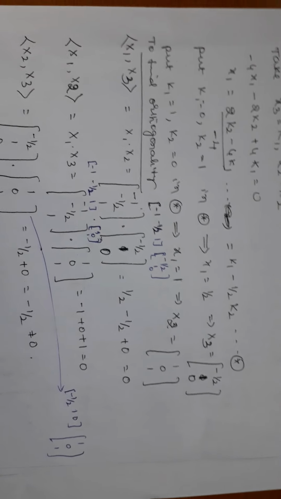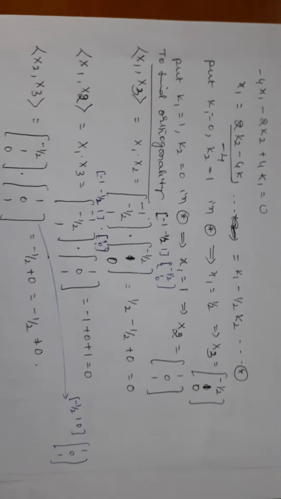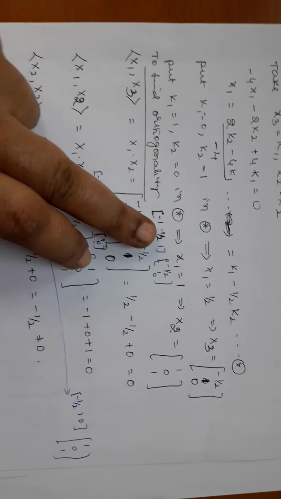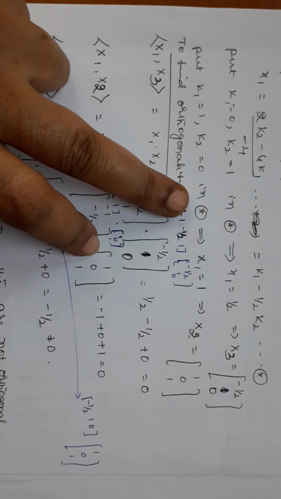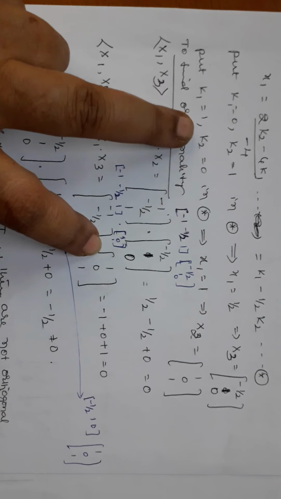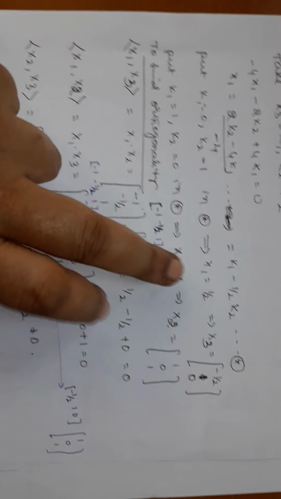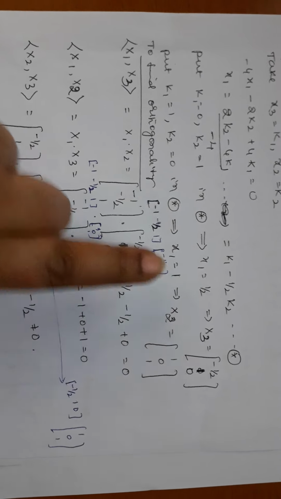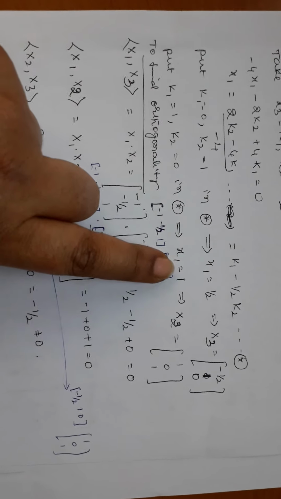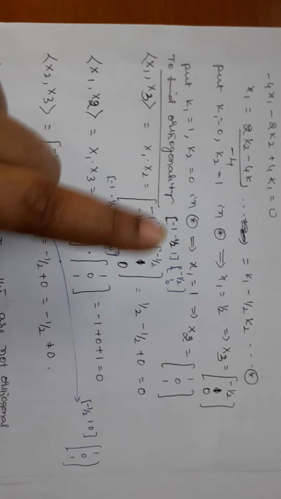K1 is 0, k2 is 1, and k1 is 1, k2 is 0, like that. First I am going to substitute k1 equal to 1 and k2 equal to 0. Now we get x2 is 0, x3 is 1. Therefore, x1 is 1, x2 is 0, x3 is 1. Therefore, 1, 0, 1 is a vector.